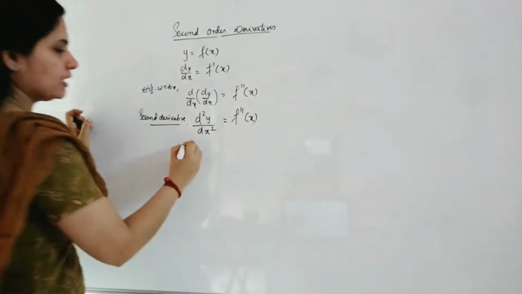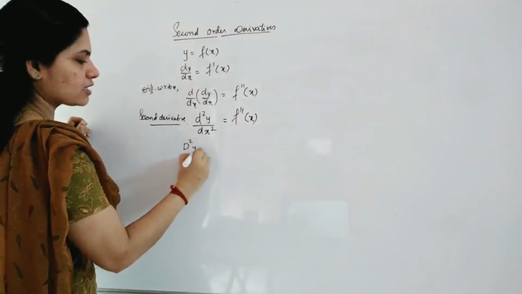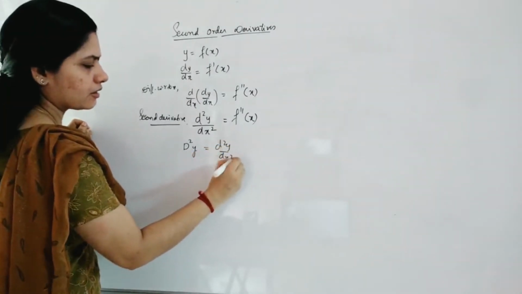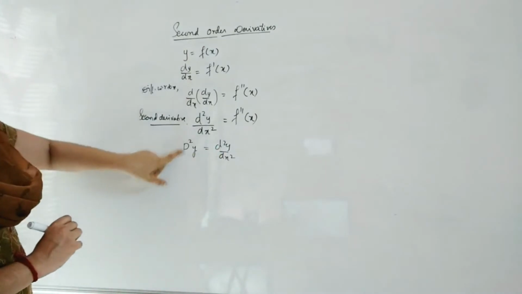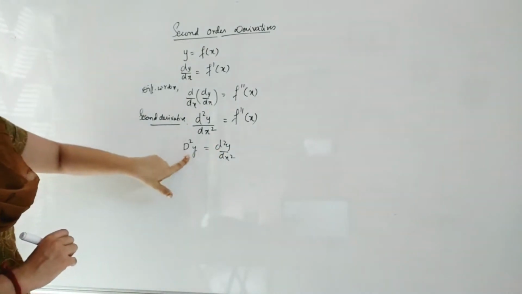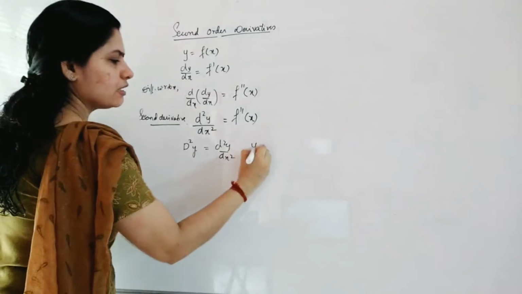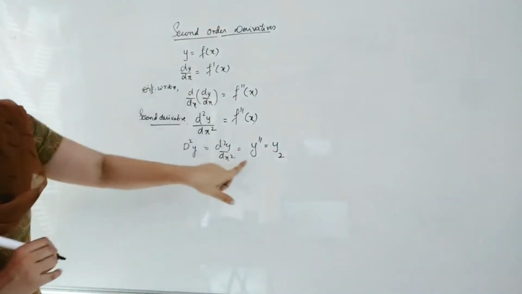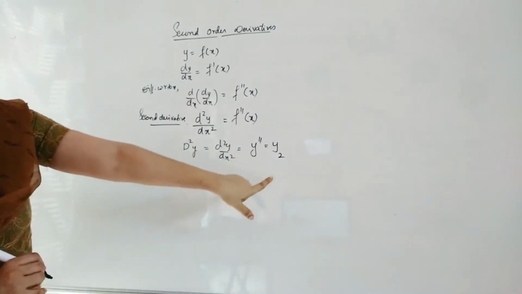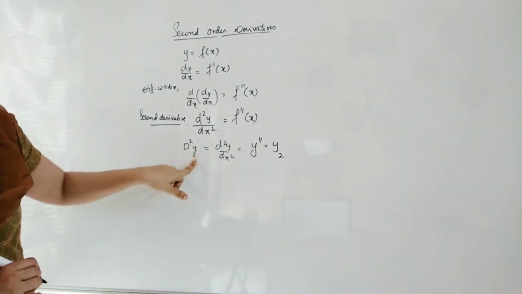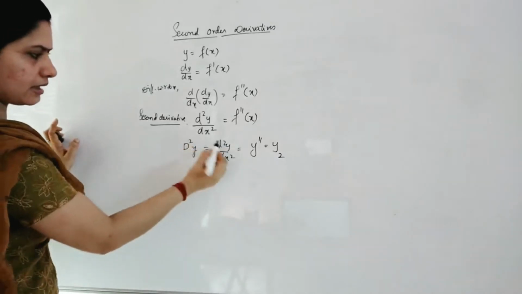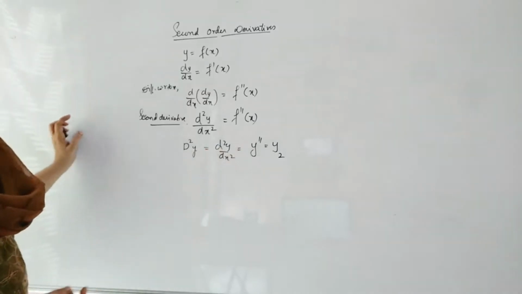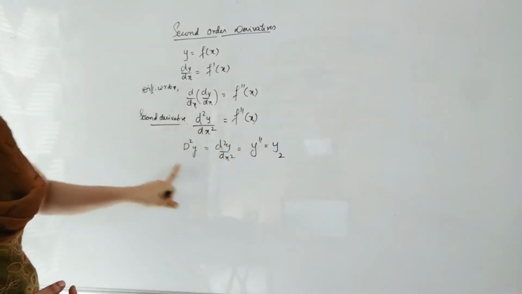which are capital D square. If you write D square y, the meaning of this is d square y by dx square. Capital D square y, second derivative of y. Or else you can use y double dash, or you can use y2. These are all having the same meaning. In d square y by dx square you will use small d, and y double dash, y2, f double dash of x. All these have the same meaning.